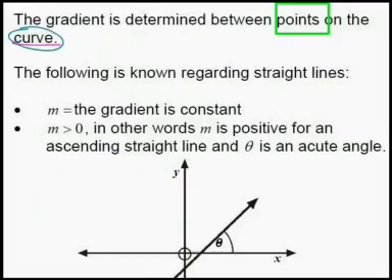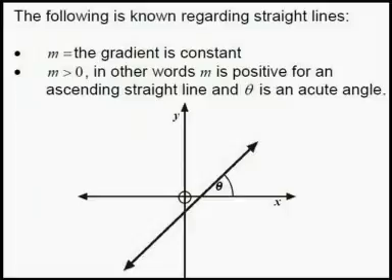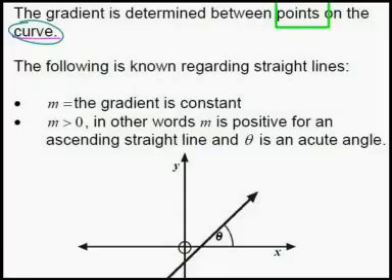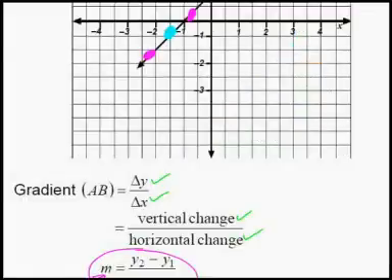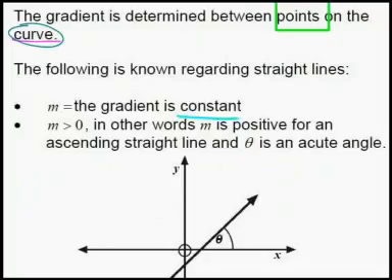Now the following is known regarding straight lines. Then we jump back to straight lines again. The gradient is constant. What that means is, if you go back to that straight line graph that we had up there, if you were to find the gradient between that point and that point, or between those 2 points there, or even between that point and that point up there, you'll always find the same gradient for the straight line. No matter which 2 points you choose for a straight line, you always get a constant gradient.